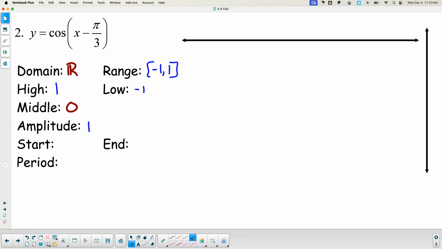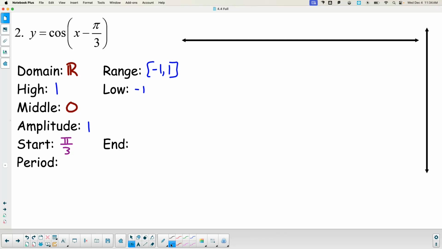Where do we start? I've heard negative pi over 3 and I've heard positive pi over 3. No, because you shift it to the right, so it'd be pi over 3. We think oppositely, right? It looks like it should be negative pi over 3. Thinking oppositely means it's really pi over 3. So we're going to start at pi over 3 now.